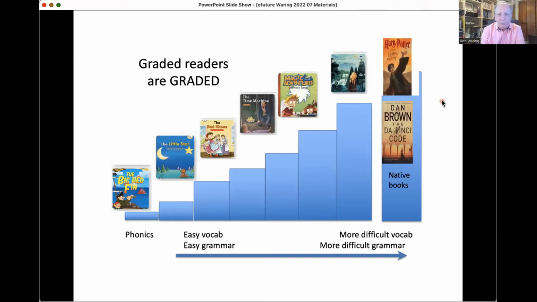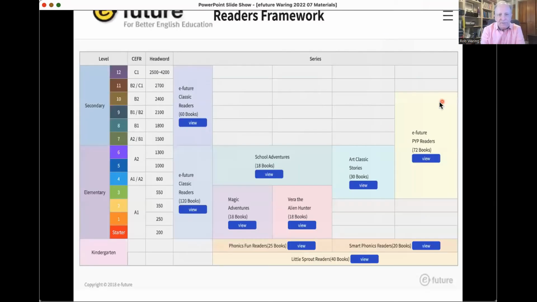So if we look at the eFuture materials, for example, they have a framework here, and you can find this in eFuture materials. And I'm just showing you here how one system works. Now, eFuture materials are excellent materials. And I just want to introduce you to the various series that they have. And here you can see they have books from kindergarten to elementary to secondary, and they go from starter level all the way up to level 12, from books with only 200 different words, 250 different words, and so on, all the way up to these books right the way up here. So there's lots of different series here, and let's just very quickly look at each of them.